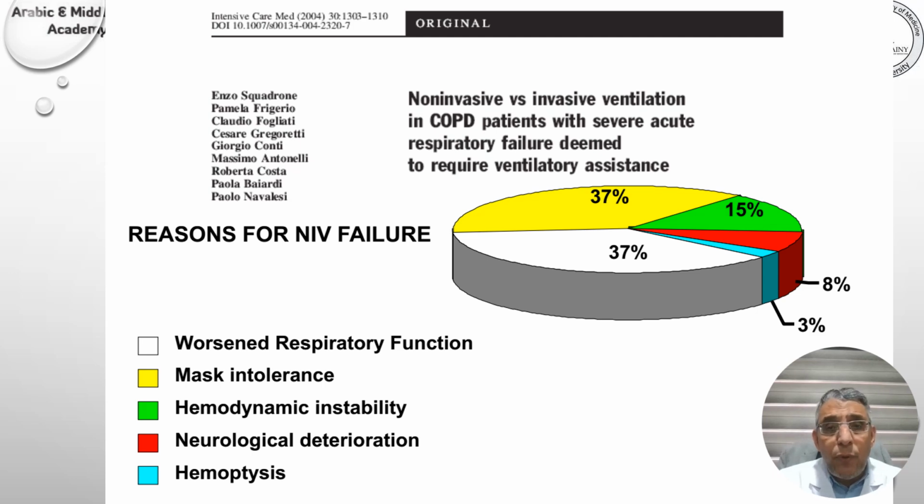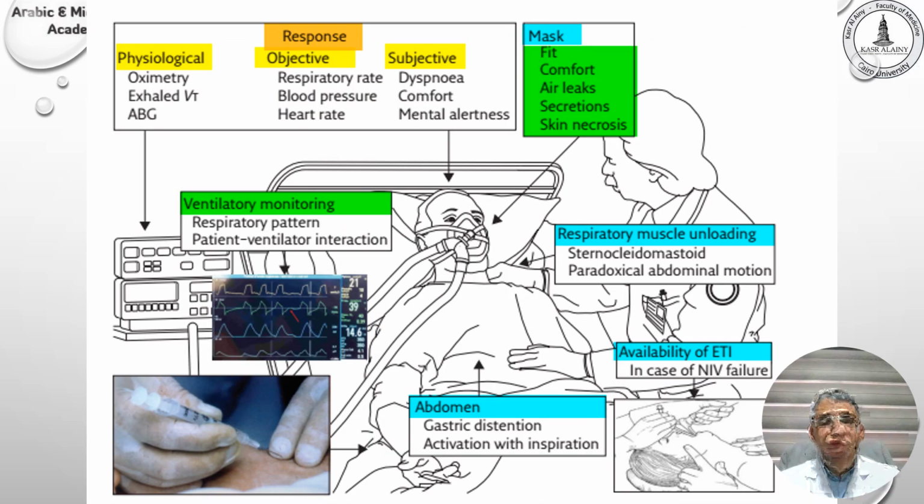Also, another very important cause, which is 37%, is mask intolerance, then hemodynamic instability, deterioration in the conscious level, and the patient may complain of hemoptysis. These are the causes. So I have to monitor those patients. Thus, the response to non-invasive ventilation can be subjective or objective.